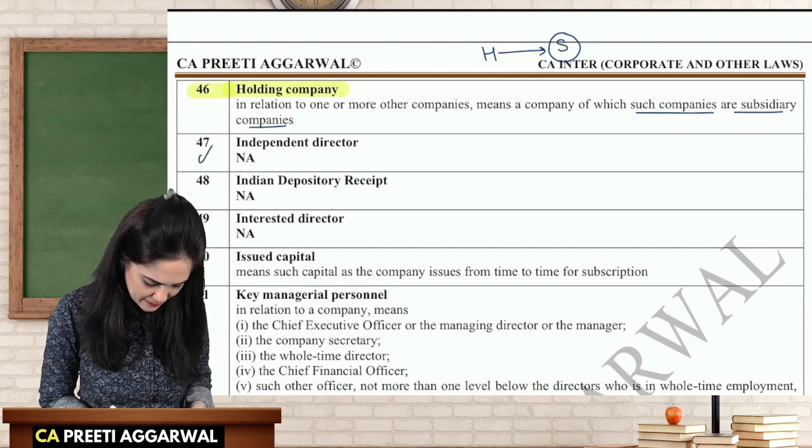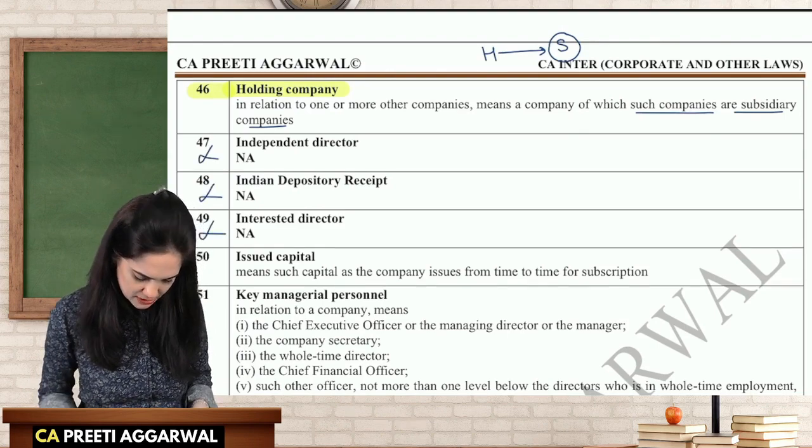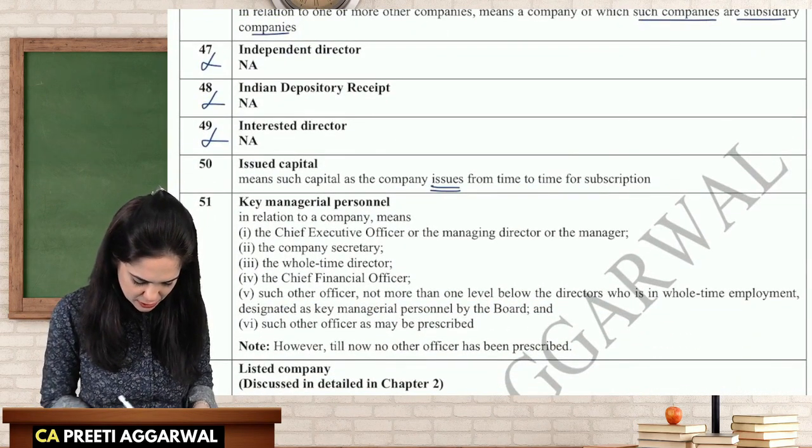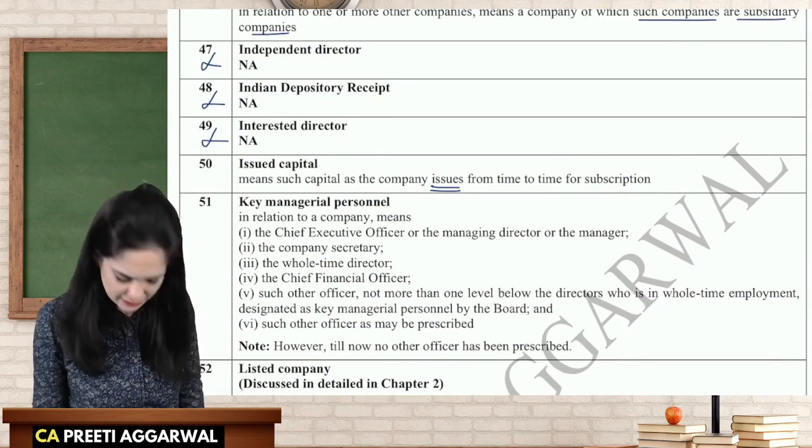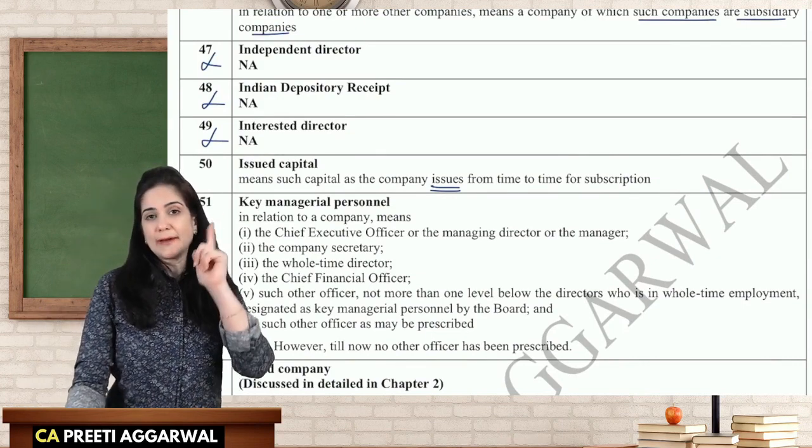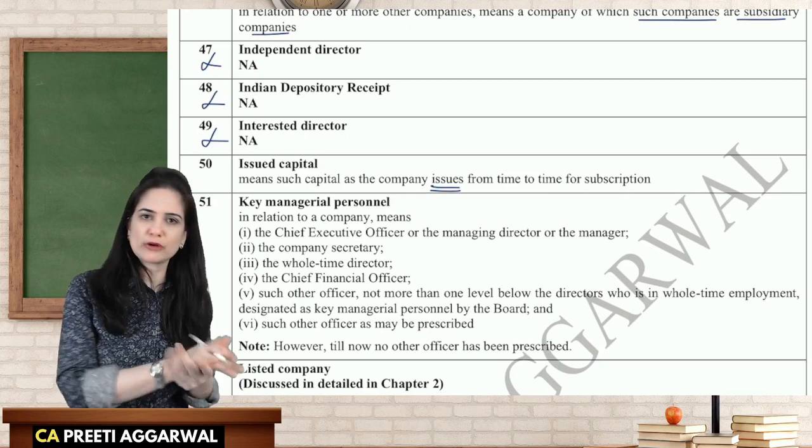Okay. Independent director, all this is not important. Issued capital means the capital which we issue from time to time, not important for exam. KMP, yes, important for exam, along with a clause number.